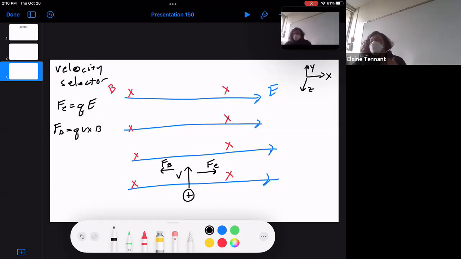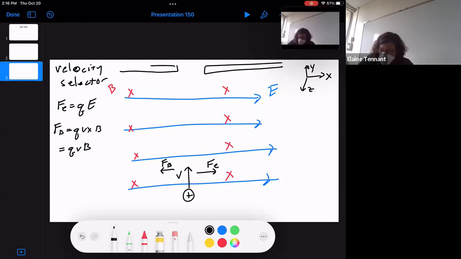But as long as I have correctly set up my velocity to be perpendicular to my field, the angle between them is 90, sine of 90 is 1, and I can just simplify this down to QVB. Sound okay? All right. Now, the goal behind this is I'm going to set up my concrete walls to absorb everything except particles that go straight through.